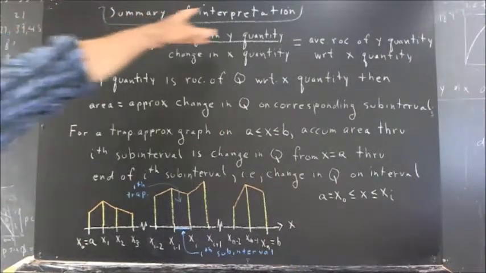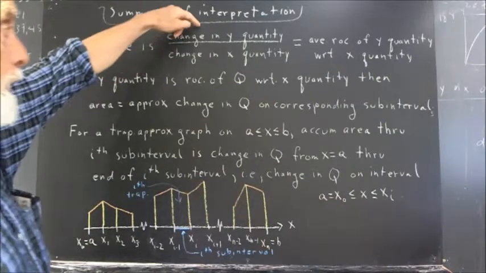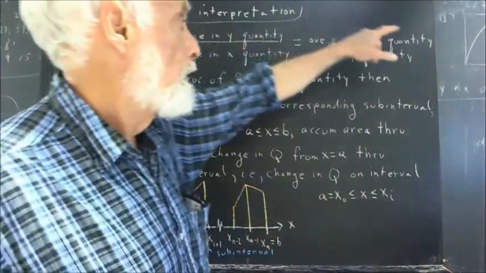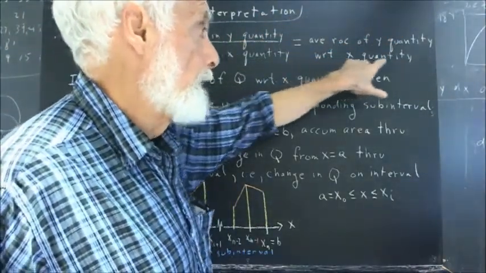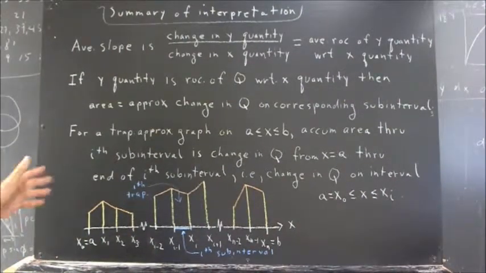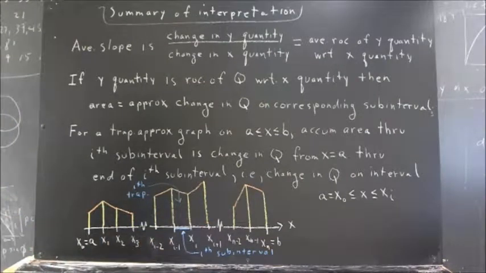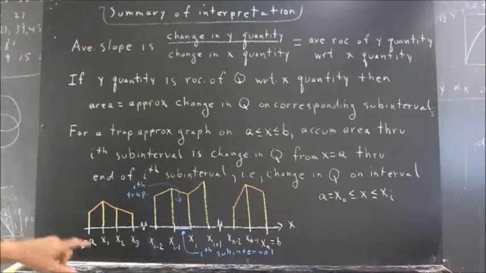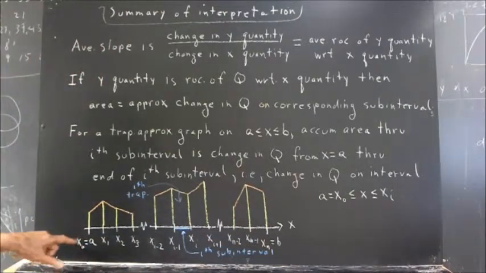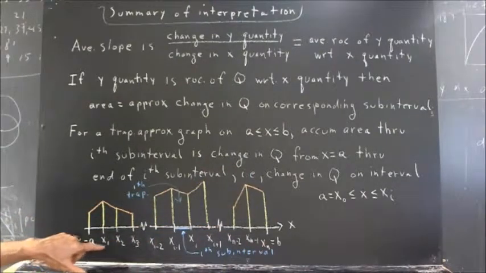Quick summary of interpretation. The average slope is the change in the y quantity divided by the change in the x quantity, and that's the average rate of change of the y quantity with respect to the x quantity. And we illustrate this on a representative trapezoidal approximation graph between some point where x equals a and x equals b, numbering the points that indicate our subdivisions by x naught, which is equal to a, x1, etc.